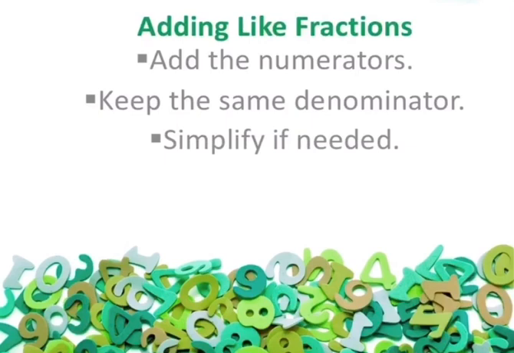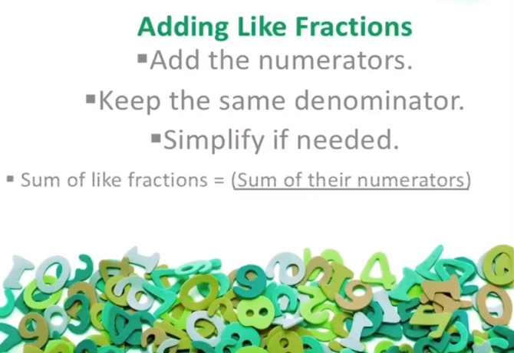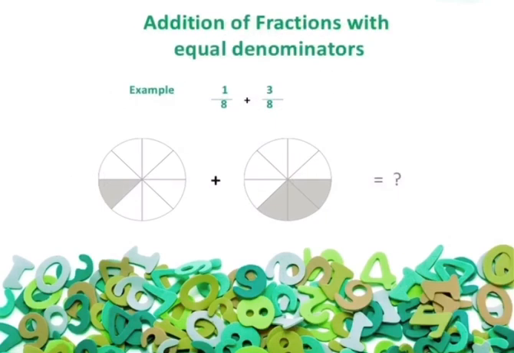Okay, so we will study with the help of an example. The rule says the sum of like fractions is equal to the sum of their numerators upon the common denominator. Remember students, we are going to add the numerators, not the denominators. The denominator will remain the same. So let's see with the help of an example: 1 by 8 plus 3 by 8.